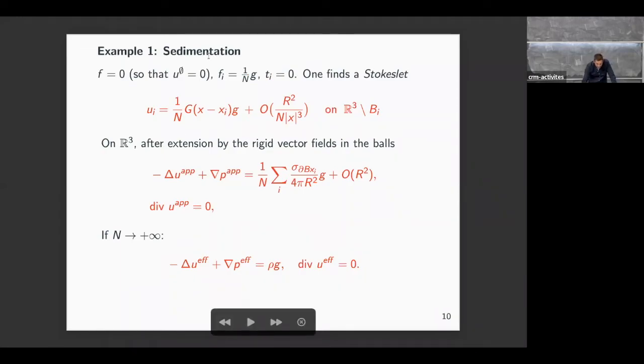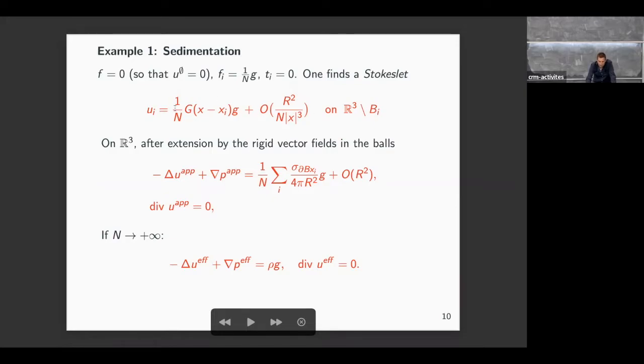So if you look at sedimentation, for instance, that means you look at the case where you have no forcing in your fluid, but you consider the effect of gravity on each particle. Okay, the right scaling here is 1/n. Okay, no torque as well. And then you can do the computation, and you find a solution that is called a Stokeslet. So this is the first part here, the Stokeslet. You have a complementary part, but which will vanish when n goes to infinity. And this is the expression outside the ball.